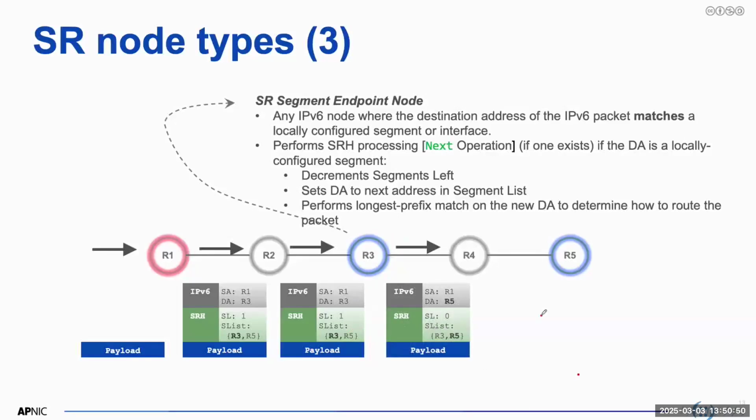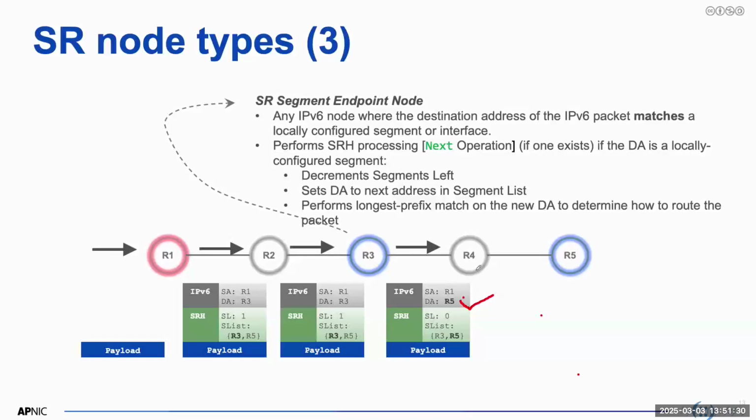So now when R5 receives it, you may have noticed the destination address has changed to R5. So this is the difference between a transit node and a segment endpoint. A segment endpoint node needs to process the SRH, whereas the transit node does not need to process the SRH. So now when R4 receives the packet, the destination address is the R5 address, and the segment left is equal to 0, because previously R3 processed the SRH and the segment left field was reduced to 0.